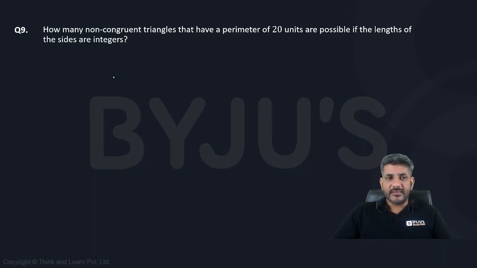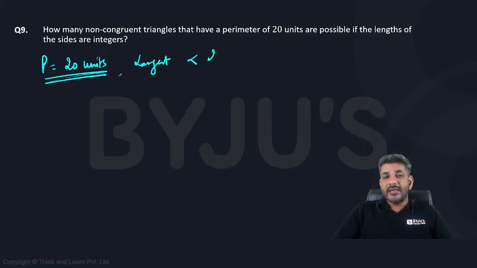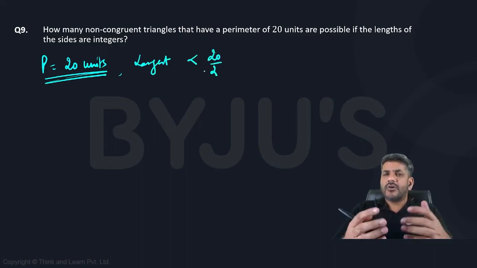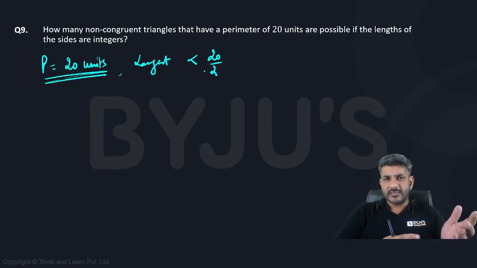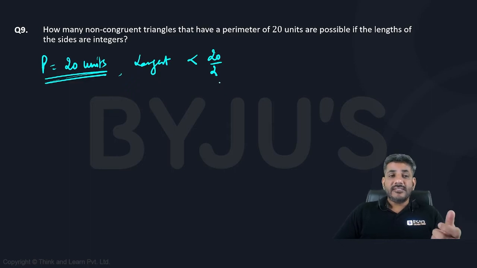First thing, if the perimeter is equal to 20 units, that means the largest side has to be less than half of it. It is because of one simple rule of triangles that sum of any two sides should be greater than the third side. So if sum of all the sides is 20, the largest should be less than 10. That means the largest can be maximum 9. So now start making cases.